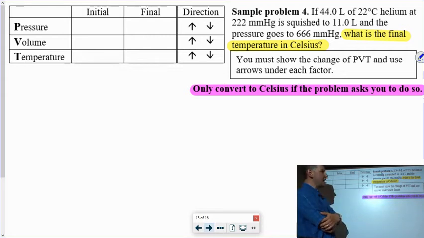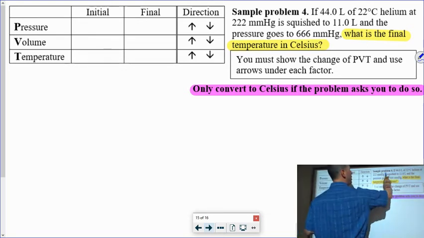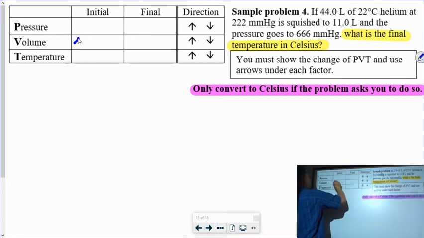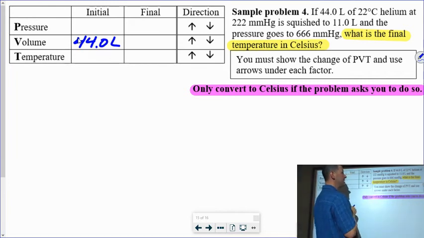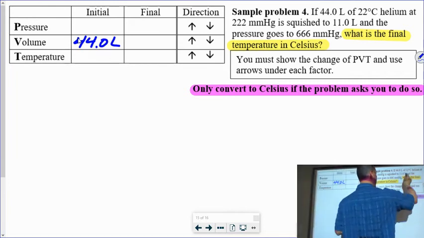So in the next day, you'd be working through all these problems on your own using these as examples. So we have 44.0 liters. We have that. We have 22 degrees Celsius helium. So I'm going to get rid of that.